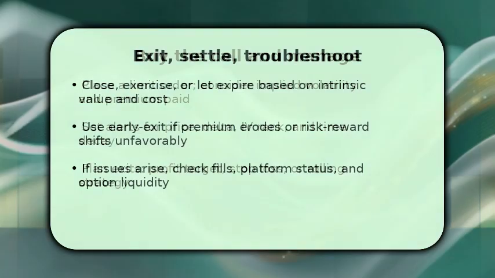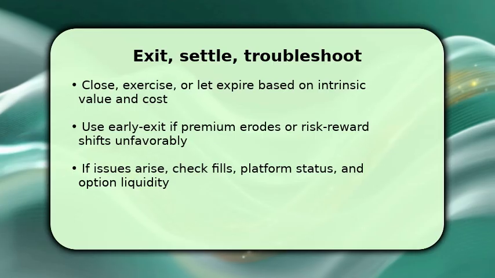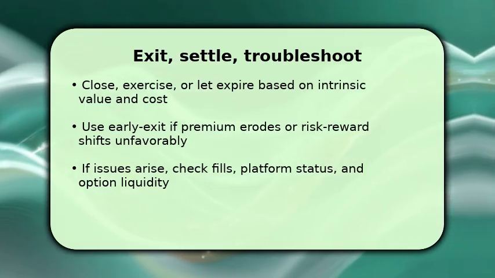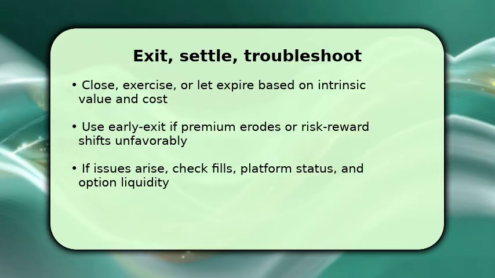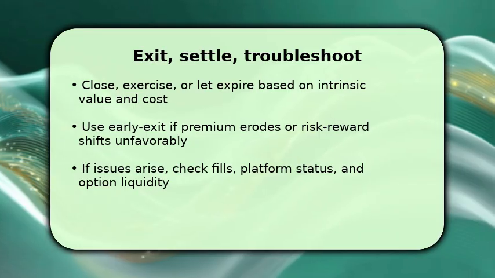You finish by choosing the best exit. Sell the call to realize gains or limit losses, exercise only if deep in the money and you want the stock, or allow controlled expiration when premium is negligible. Once done, confirm settlement and adjust portfolio exposure accordingly.